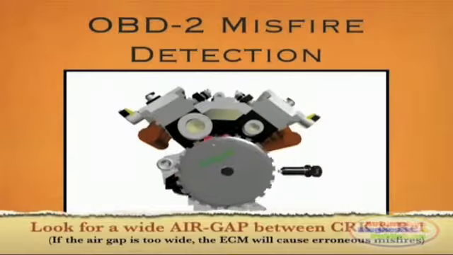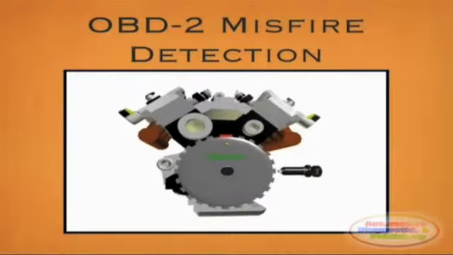The ECM uses the crank sensor to detect misfires by measuring the waveform variations. Early OBD2 systems had overly sensitive software modules, which would cause lots of erroneous misfire codes. That's no longer the case. So a reflash will never correct a misfire code.